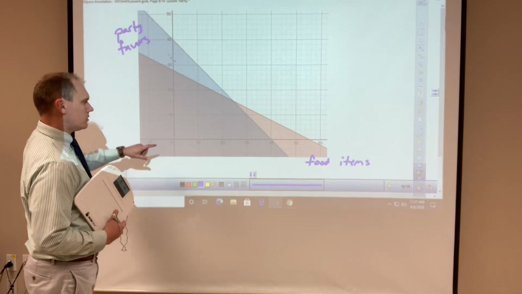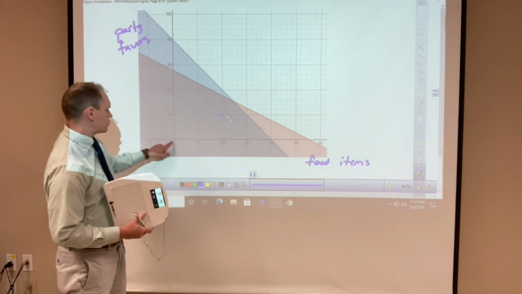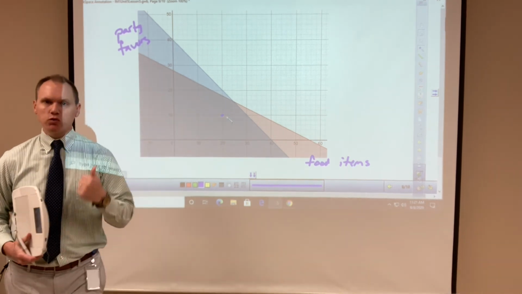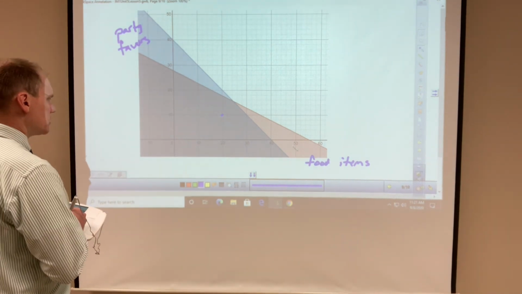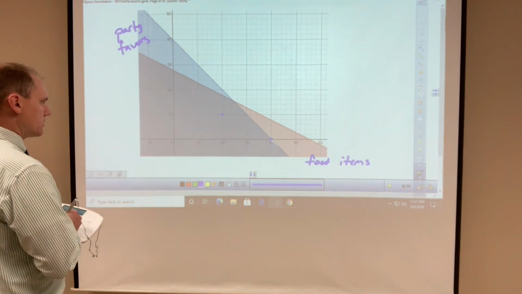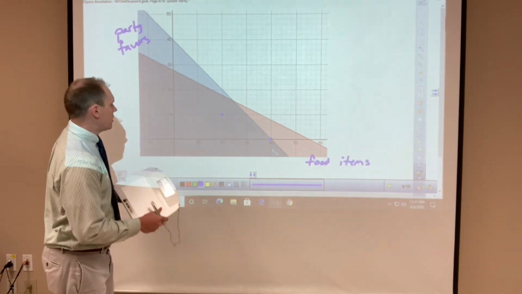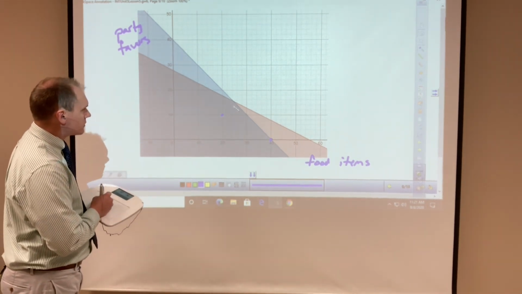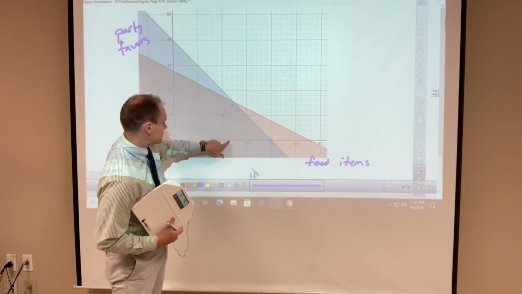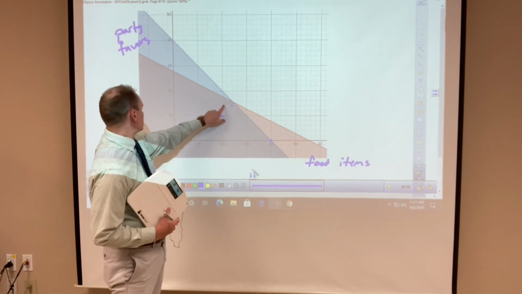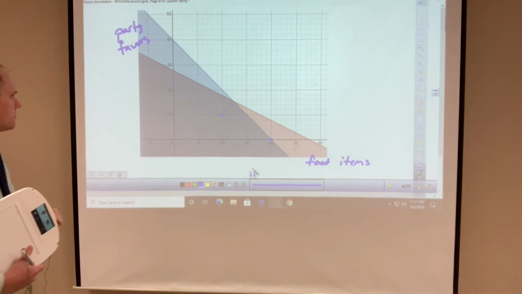All right, so if we pick a point here, how about this one right here? This is the point (20, 10). So we can buy 20 food items and 10 party favors. Or this point is technically a solution too: we could purchase 40 food items and no party favors. We could purchase something right in here to balance it out a little bit. Let's see, this can be (24, 14), so 24 food items and 14 party favors.